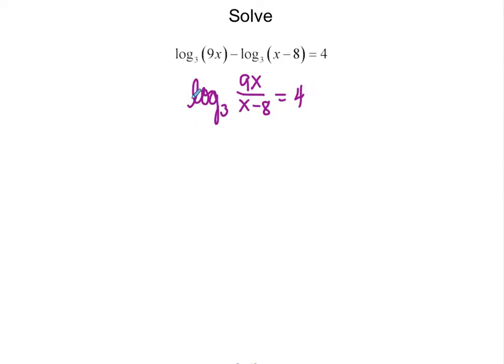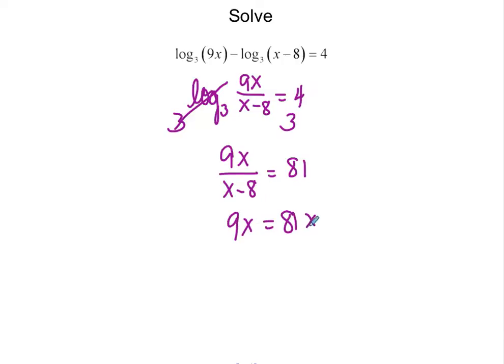So I am going to raise these as exponents with my base being 3. So these would undo each other. So I have 9x over x minus 8 is equal to 3 to the 4th, or 81. Multiply both sides by x minus 8. Let's see if I can do this in my head. 81 times 8, there we go, 648.